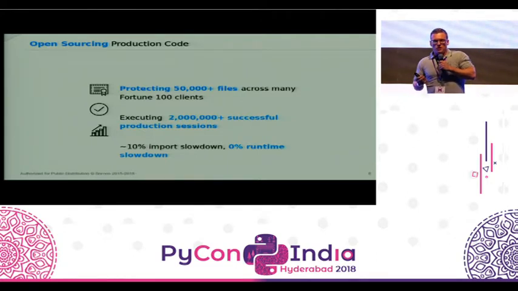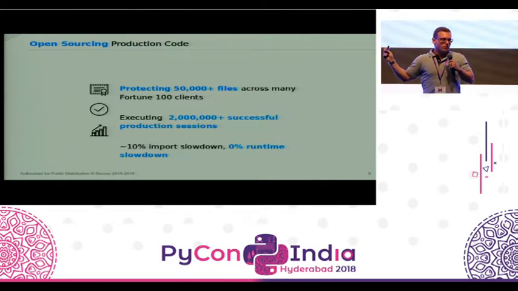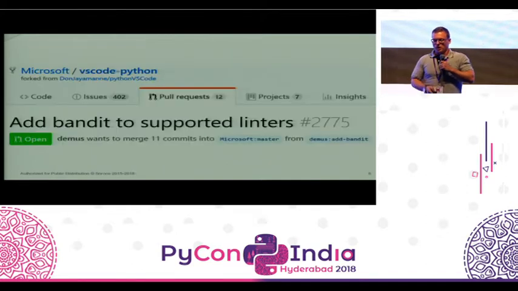I want to stress that we are open sourcing production code here. We've used it in production for years now. It's protecting over 50,000 files across all of our clients in over 2 million production executions. So this code is fairly well battle tested that we've now open sourced onto GitHub. In addition, I'd like to stress that the performance hit is only on import. Only when you load the files do you get a performance hit from decrypting the code. Otherwise, there's zero overhead on your actual runtime.